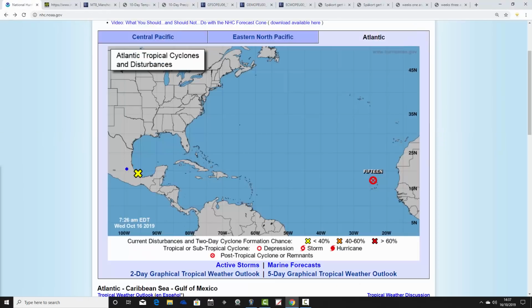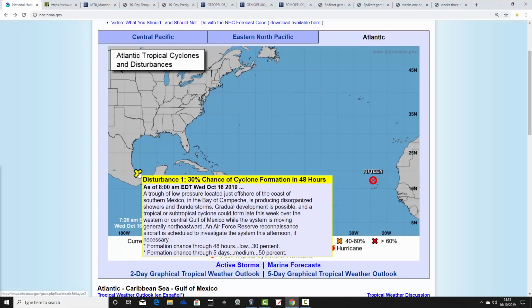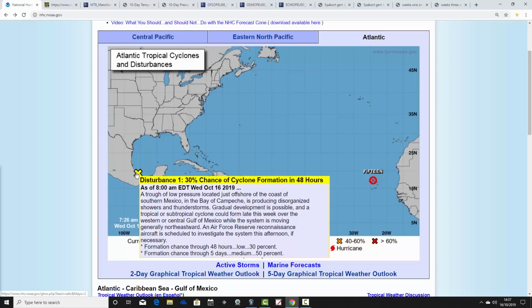The next area of interest is this yellow X just here. If we have a look at what they're saying about that, it's disturbance 1 with a 30% chance of cyclone formation in the next 48 hours. They're saying a trough of low pressure located just offshore of the coast of southern Mexico in the Bay of Campeche is producing disorganized showers and thunderstorms. Gradual development is possible, and a tropical or subtropical cyclone could form later this week over the western or central Gulf of Mexico, while the system is moving generally northeastward. An Air Force Reserve reconnaissance aircraft is scheduled to investigate the system later this afternoon, if necessary. So they may have a look at this later this afternoon.